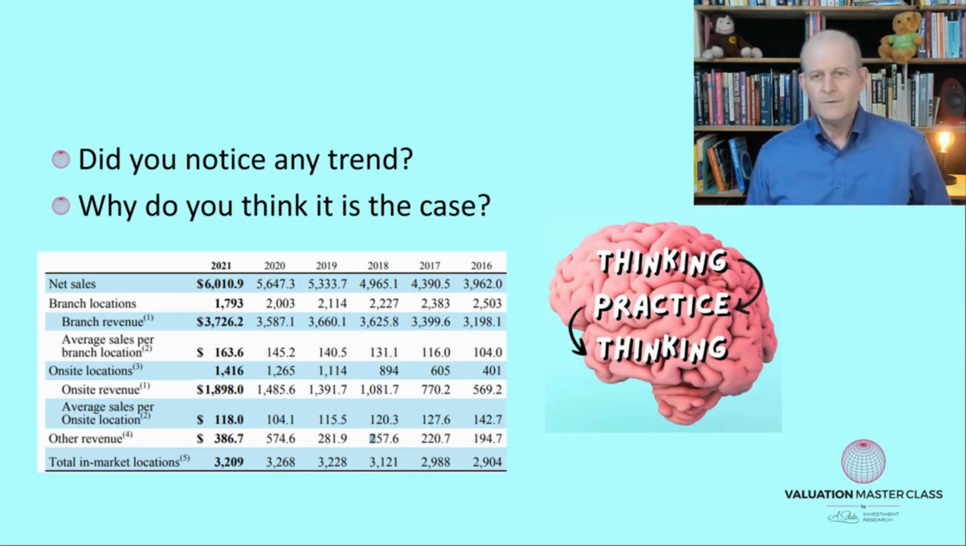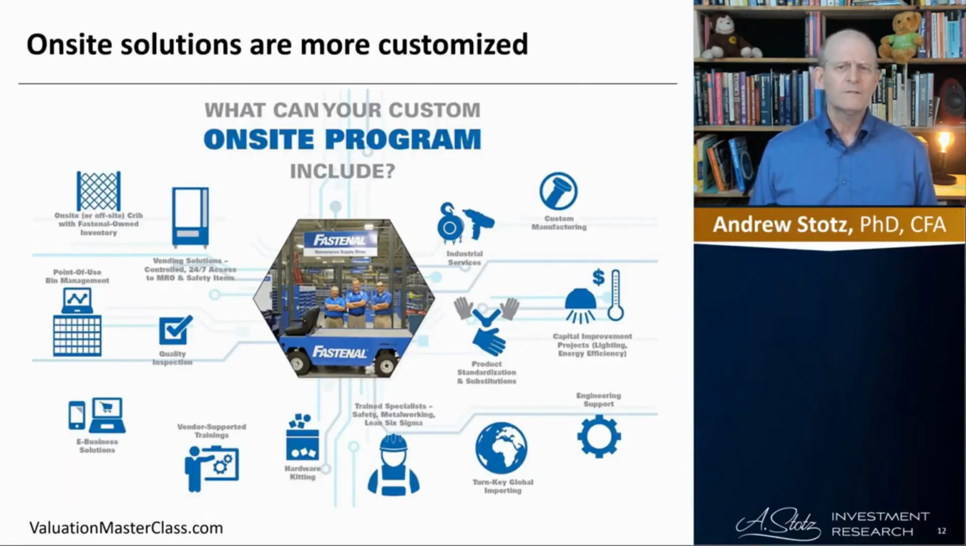Now, what you're going to notice on here is the branch locations are coming down, and the on-site locations are rising significantly. So the branch locations have gone from 2,503 in 2016 down to 1,793 in 2021. In other words, is this company shrinking? And you can also see the on-site locations going from 401 in 2016 up to 1,416. In other words, they've added almost 1,000 on-site locations. So what's this all about?